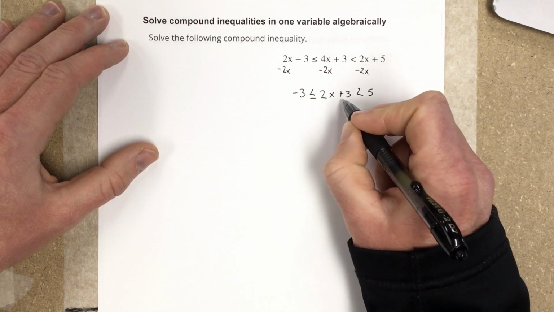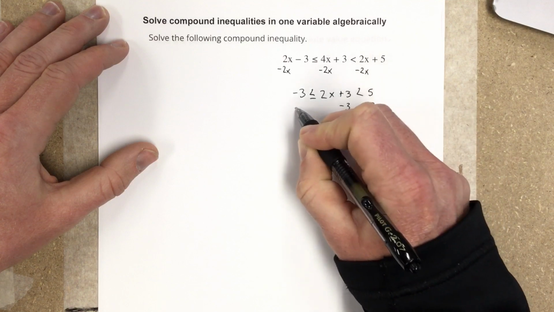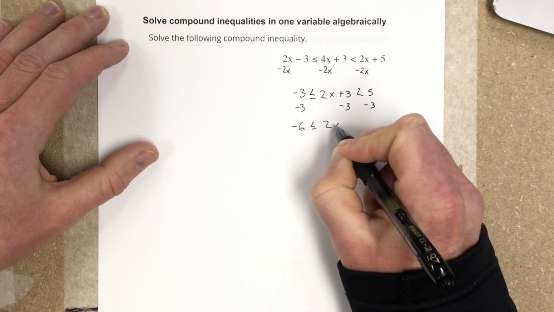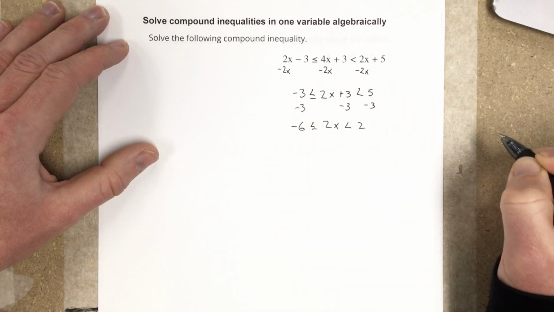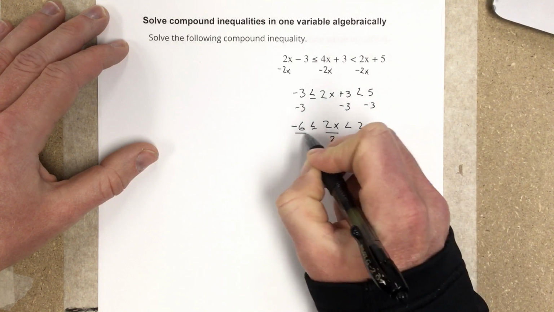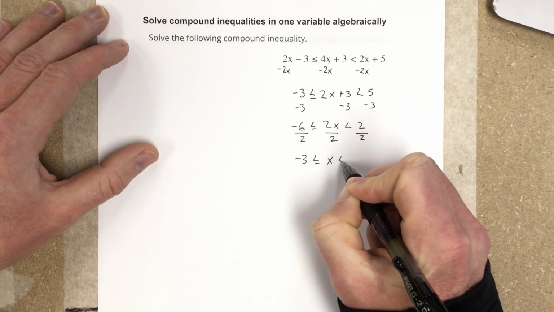Then we're going to subtract 3, so we're going to start dealing with the stuff in the middle to get x by itself. Subtract 3 from all 3 sides. That's negative 6 less than or equal to 2x less than 2. And now we're going to divide by 2 on each piece. And you'll see we end up with negative 3 less than or equal to x less than 1.